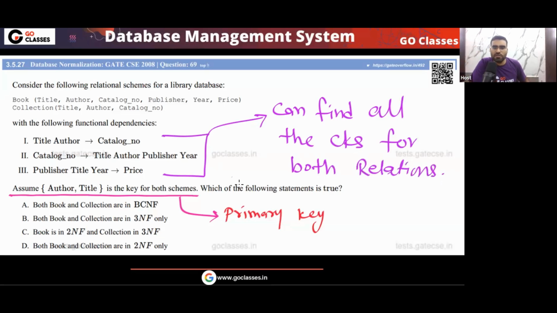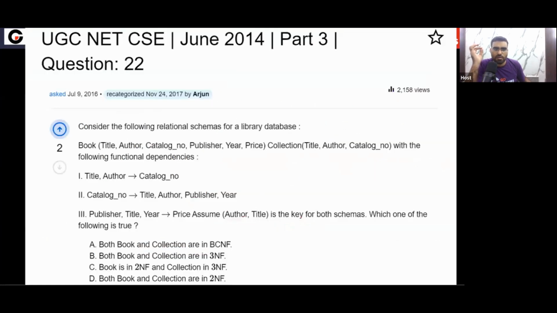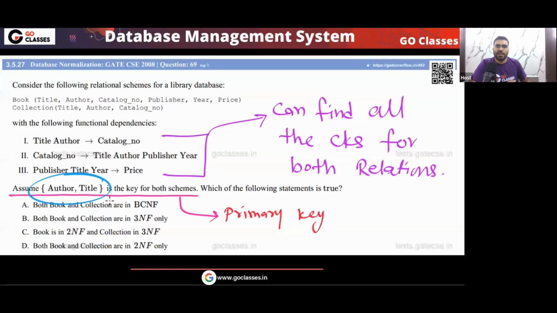Do you agree with me that if I give you the information that author comma title is the key for both schema, you will not stop there, will you? Will you not find more candidate keys? The question is asking BCNF, 3NF, so you must find all the candidate keys. Yes or no? From the functional dependencies, you must find all the candidate keys.